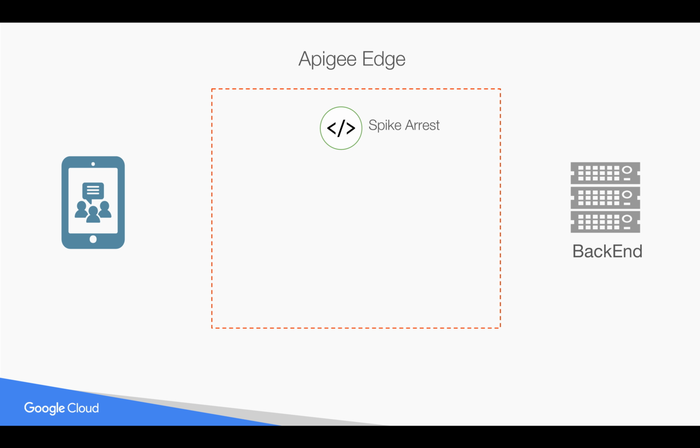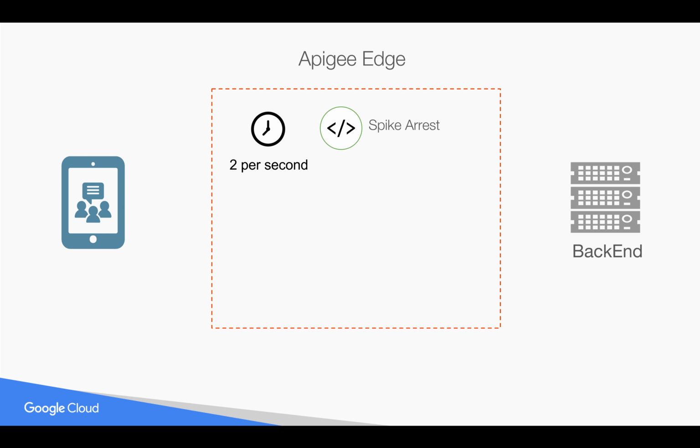Now, we would implement a spike arrest policy to prevent things like denial of service attacks. For example, if the client is sending too many requests to the backend, we put a spike arrest policy to limit the number of requests that flow through Apogee Edge and onto the target backend.